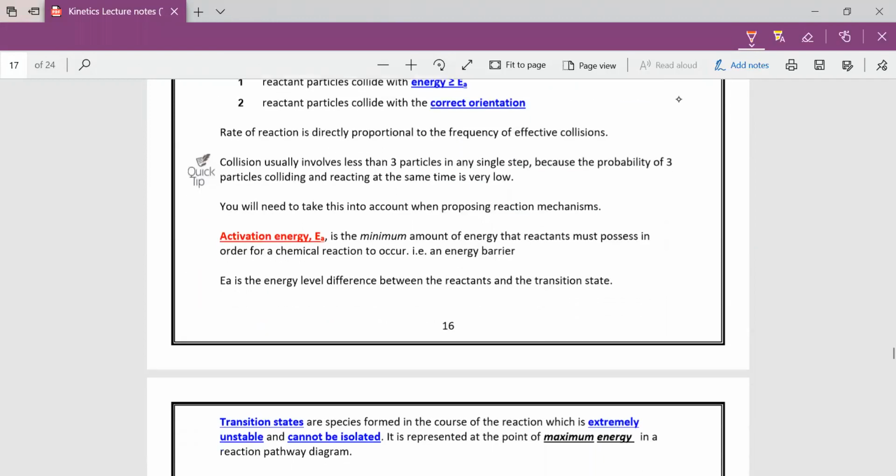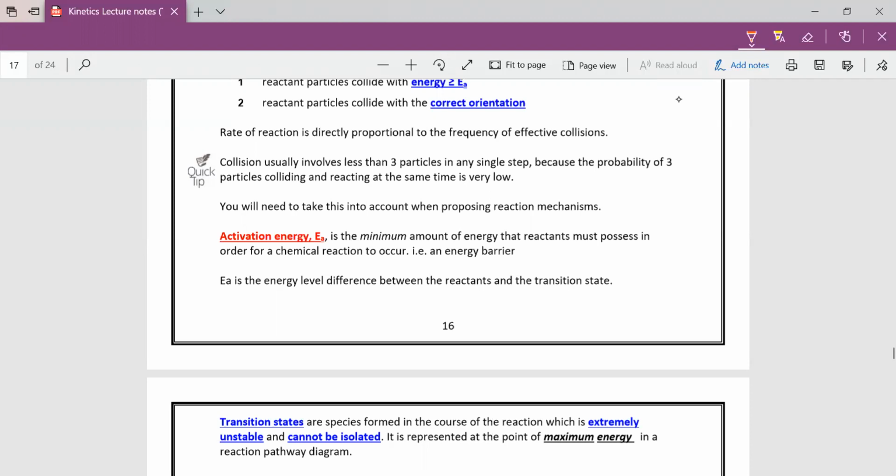All right, so activation energy, what is it? It is the minimal amount of energy that the reactant particles must possess so that the reaction can happen. So it is like an energy barrier. All right, so EA is the energy level difference between the reactant and the transition state.